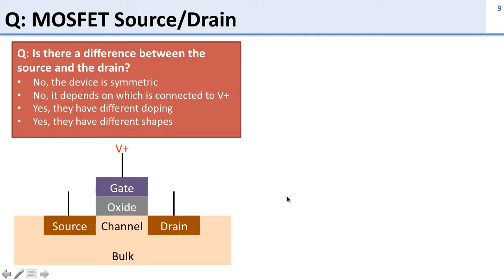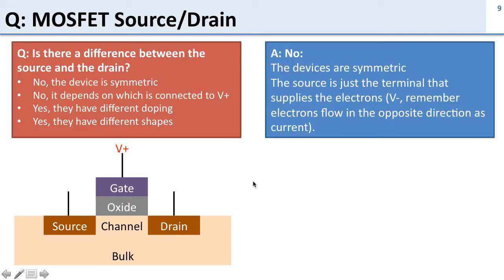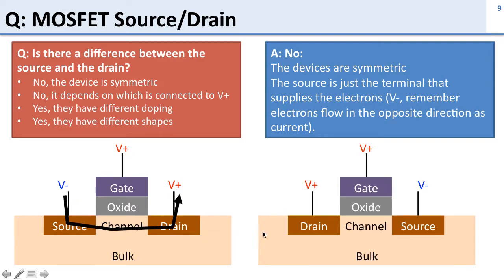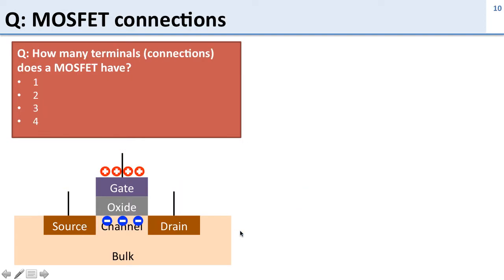All right, so let's ask a question about this. Is there a difference between the source and the drain? Well, the answer is no, there is no difference. The devices are completely symmetric in how they're built. What is the source and the drain is just which supplies the electrons and which accepts them. So if we have it set up this way, we have electrons coming from the source going to the drain. If we switched V plus and V minus, we'd just switch the roles and it would go the other way. But the structure is exactly the same. The source and drain are just the directions that the electricity flows.